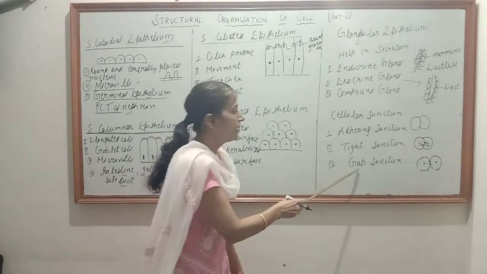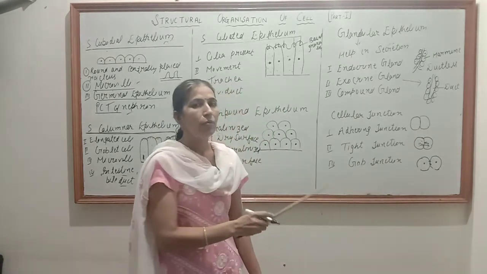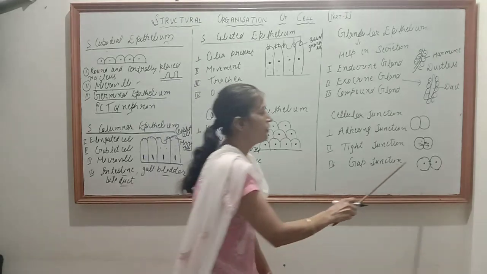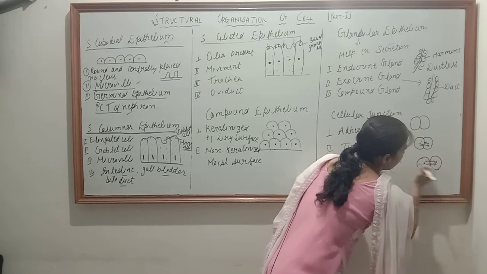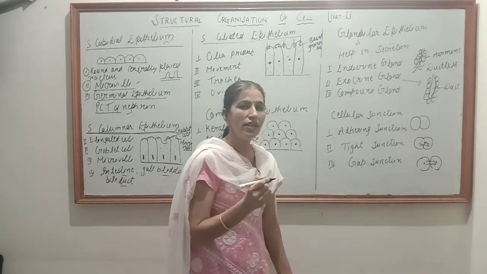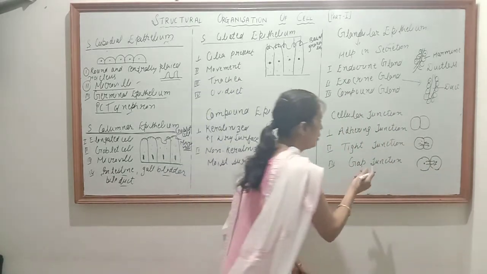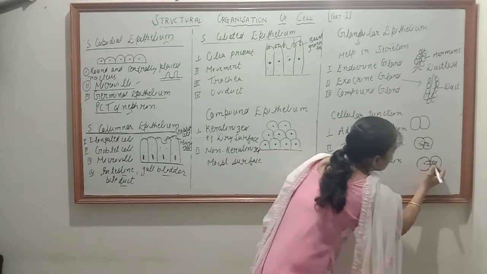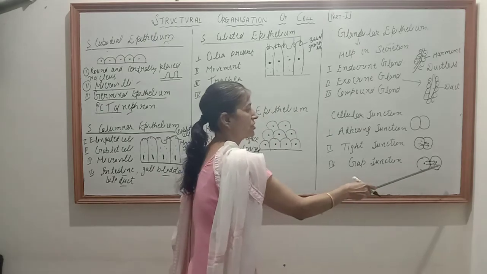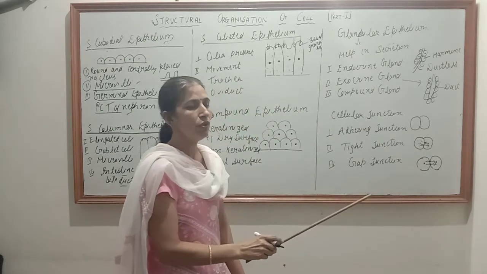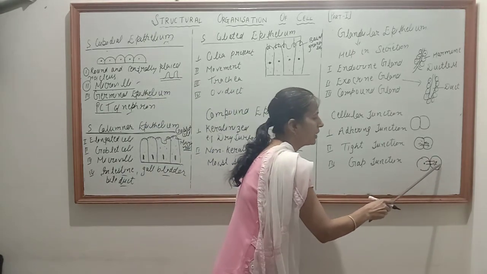Third is the gap junction. Now material has to be moved from one cell to another. Suppose there is a waste material, it should move from one cell to another cell. So through the gap junction, where small gaps are present, and through these gap junctions material can be moved from one cell to another cell.